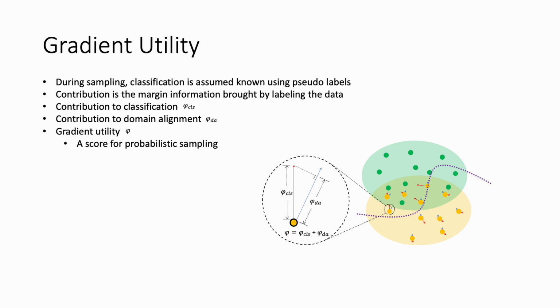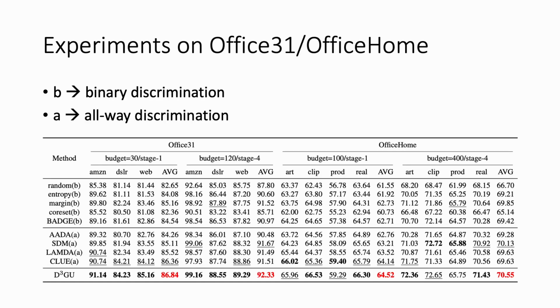Finally, we sum the two contribution scores to obtain gradient utility, phi, which can be simply used as a score for probabilistic sampling. We can also scale phi to be the likelihood for K-means sampling, which we call GU-KMeans, to sample more diverse target images.